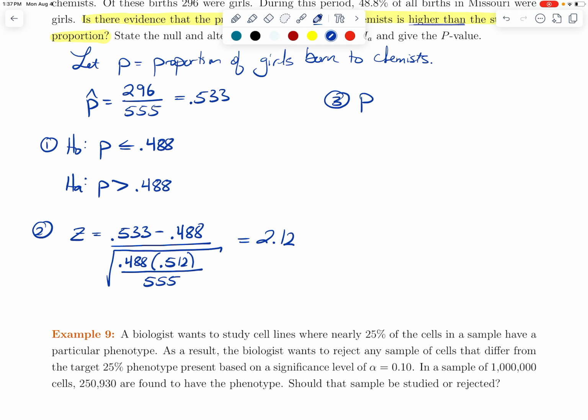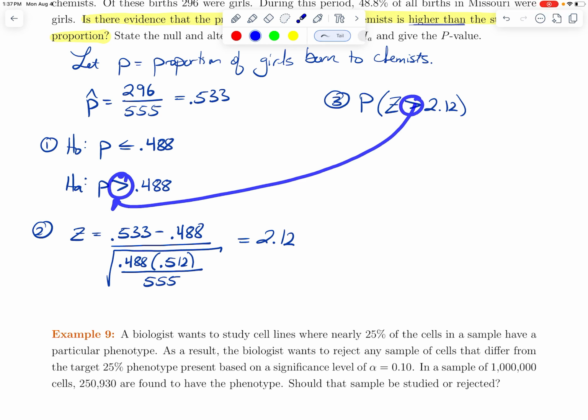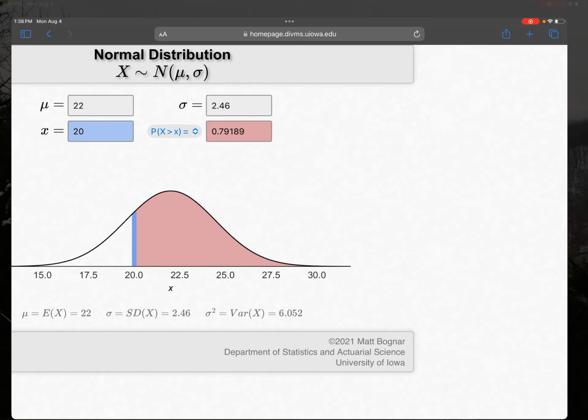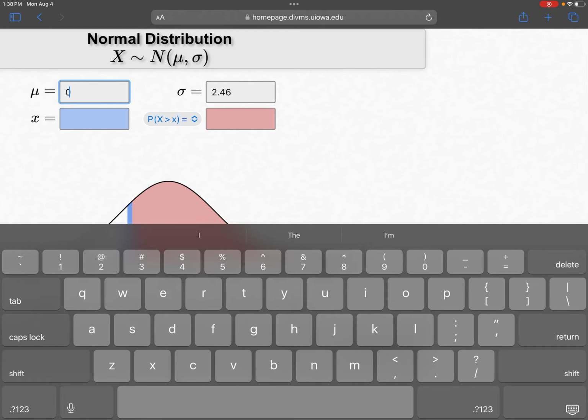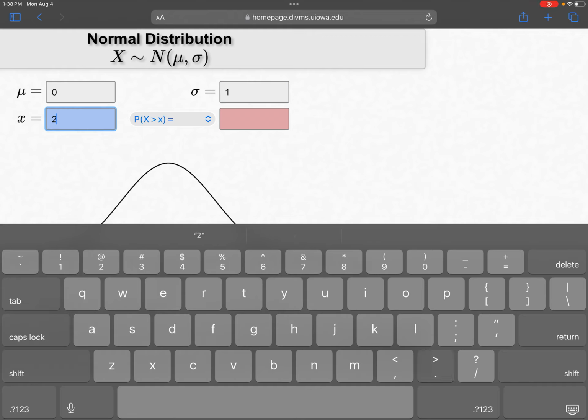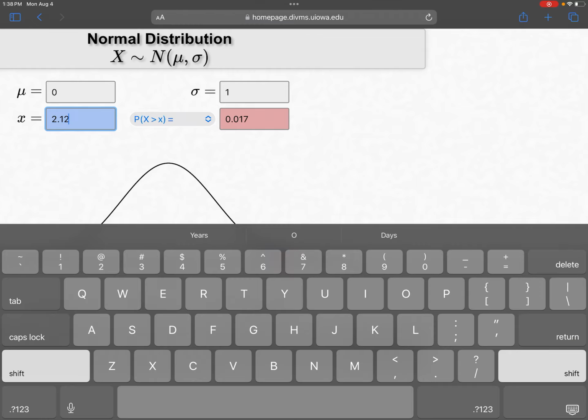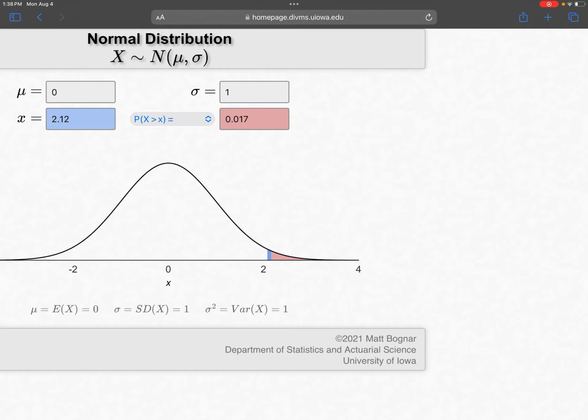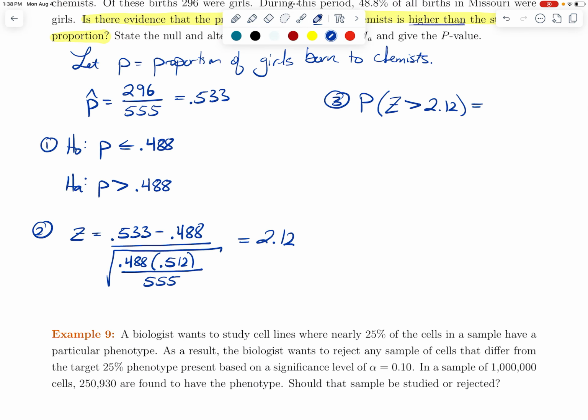We want the p-value, the probability that Z, it's a Z because we're working with proportions, so we always use a Z there. Z means standard normal. Probability that Z is bigger than 2.12. This greater than is matching with this greater than because of how we set it up. This is just a problem for the app, so we're going to hop over to our normal distribution app. We do want to make sure that the mean is 0 and the standard deviation is 1. I want to go greater than, and I'm going to type in 2.12, and I get out 0.017.